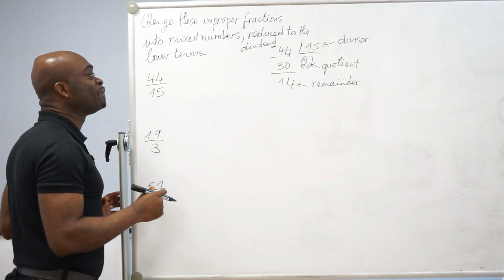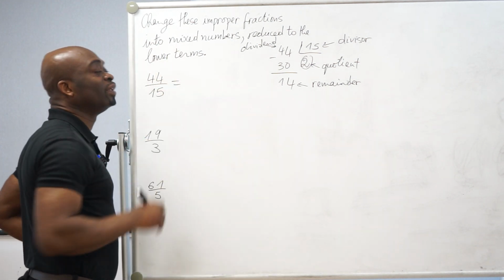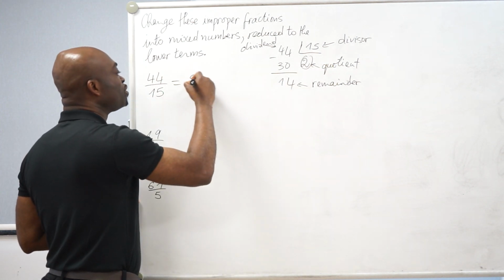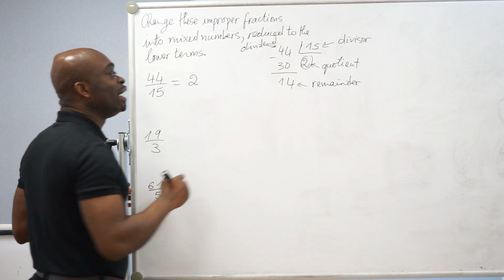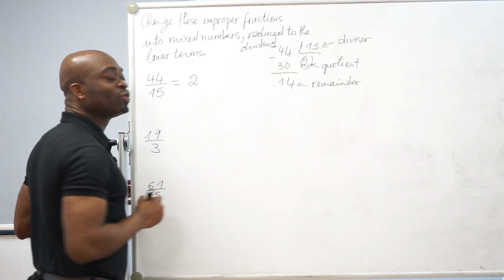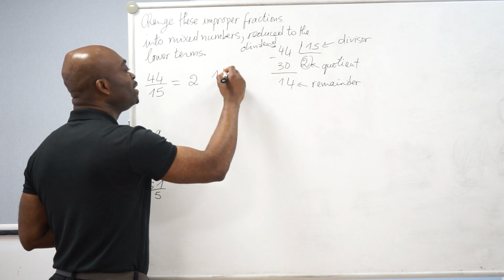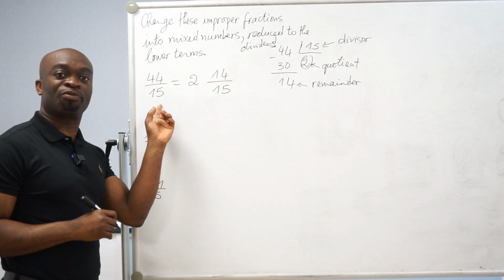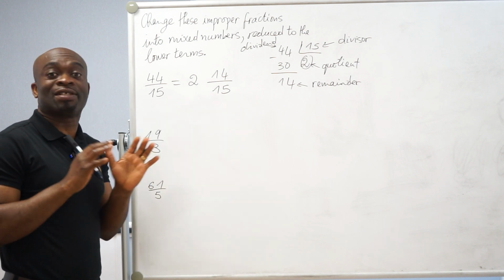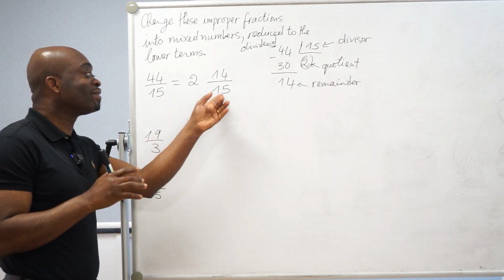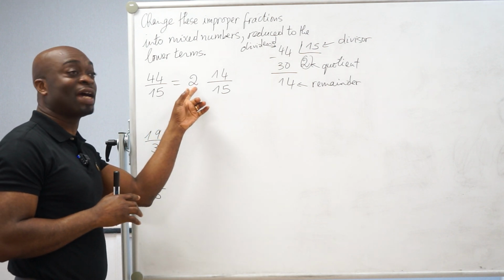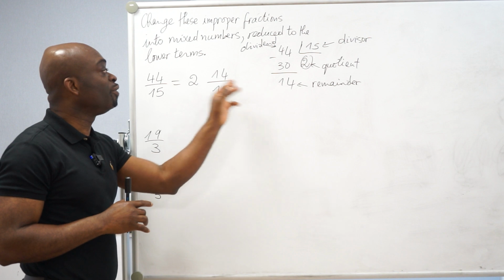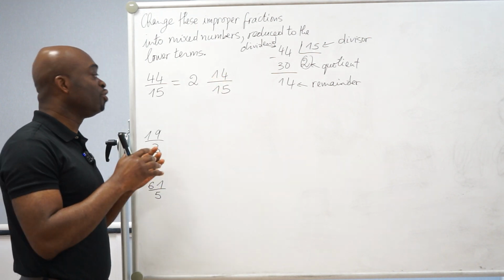The reason why I did that is because now we're going to see how we write out the mixed number. To write out the mixed number, the quotient goes first. That is 2 in this case, right? And then we're going to use the remainder, which is 14, over the divisor, which is 15. So the 15 as a denominator originally does not change. The bottom number stays just the same. You have your quotient here, and then you have your remainder here. That's how you write out your fractions.